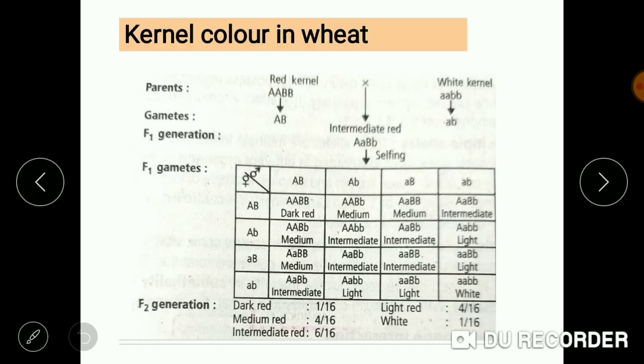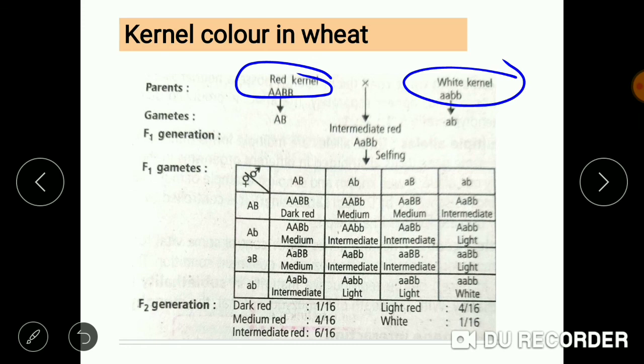In case of kernel color in wheat, we have taken two plants. First one is a plant containing red colored kernel. Kernel is the outer covering of the wheat, and the next one is the white colored kernel.